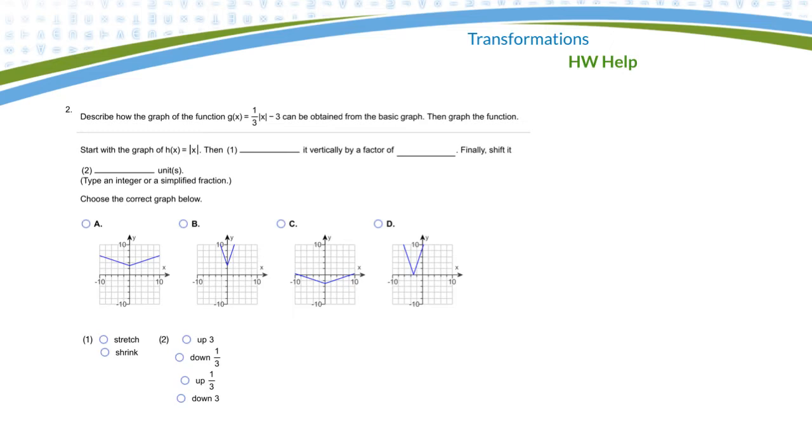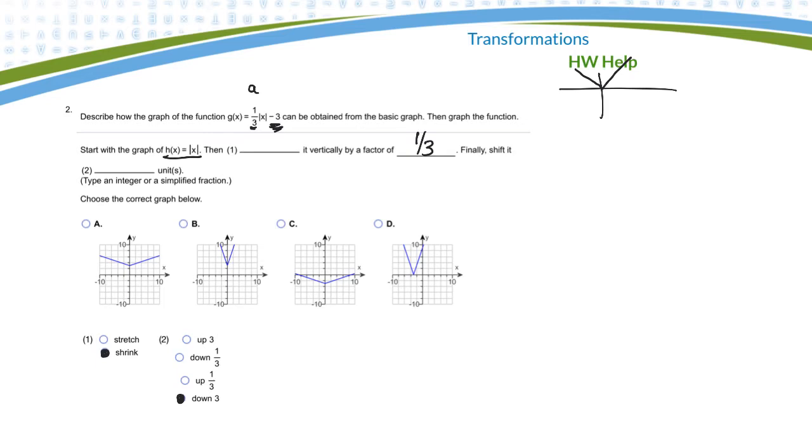Next question, describe how this function can be obtained from the basic graph. The basic graph looks like the ones down there, but it looks just like that, the absolute value. And again, you can do that in Desmos, see what it looks like. So we start with this basic graph, and then first we're going to do this A thing to it. Because it's a third and it's A, we're going to shrink that vertically by a factor of 1/3. And then finally, shift it. This tells me to go down 3, so I'm going to shift it down 3 units.